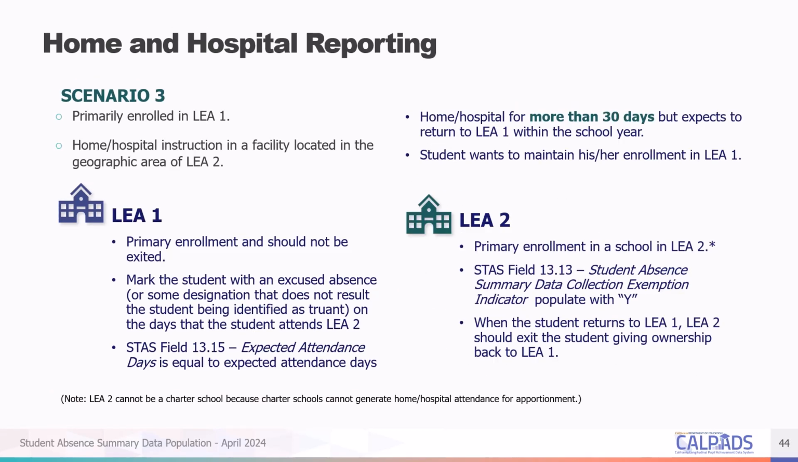In this scenario, a student is primarily enrolled in LEA1 and has a home and hospital enrollment in the geographic area of LEA2. The student's home and hospital enrollment lasts more than 30 days. LEA1 reports the primary enrollment but uses an absence code that does not factor in the expected attendance days while the student receives home and hospital instruction from LEA2. This is new guidance because LEA1 should not disenroll the student in CalPADS. LEA2 also reports the STAS and primarily enrolls the student for the period of home and hospital instruction. When the student returns to LEA1, LEA2 should exit the primary enrollment.